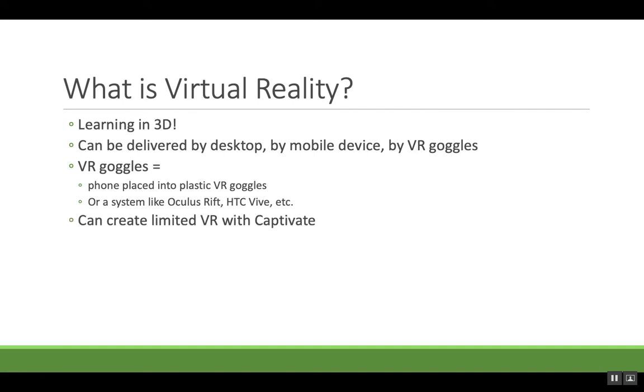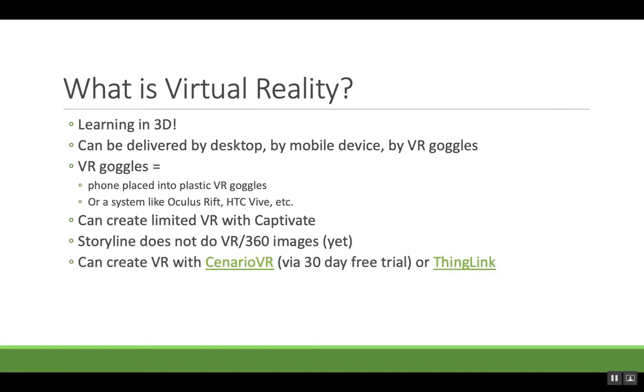Captivate does create limited virtual reality, and I want to really emphasize limited. Basically, you can put hotspots into 360 images. Storyline does not do any kind of virtual reality or 360. However, you could always create a VR experience with third-party software, embed it into Storyline, and someone could use it on a desktop.